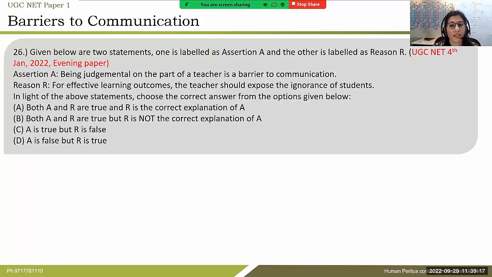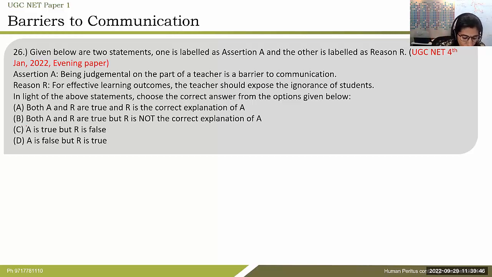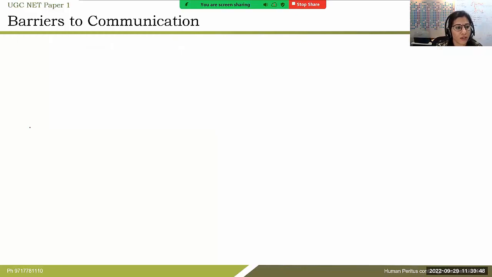All right. Next, another is the assertion-reason question here. Assertion: being judgmental on the part of a teacher is a barrier to communication. True. Reason: for effective learning outcomes, the teacher should expose the ignorance of students. No, this is clearly a very negative thing to do. You cannot expose the ignorance of the students. You can in fact try to remove that ignorance. So here, A is true but R is false. So option C is the correct option here.